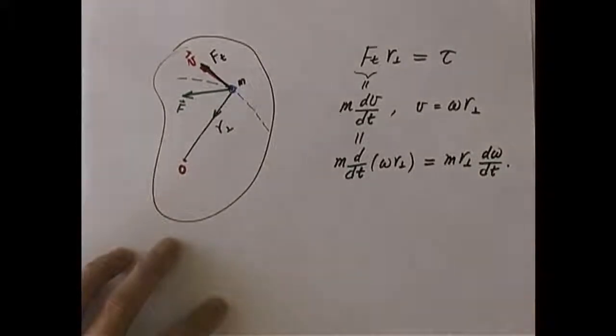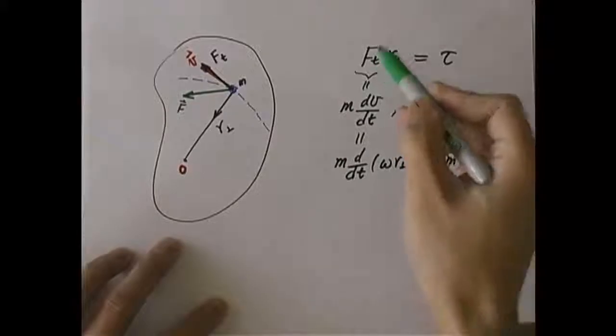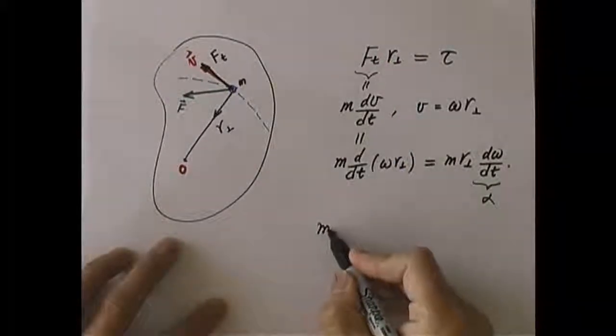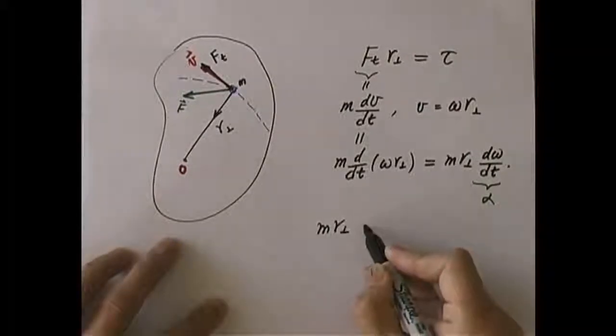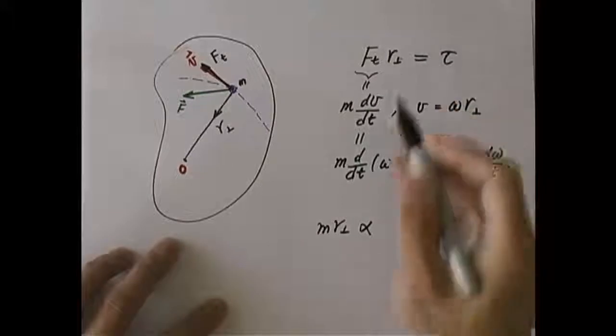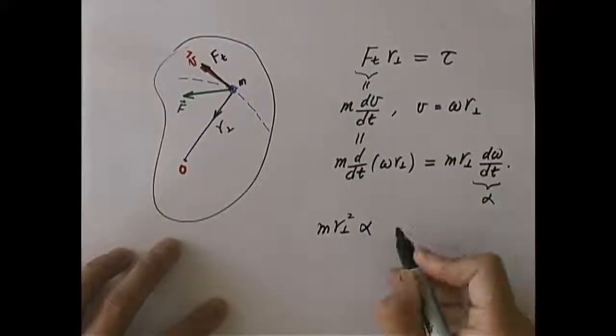Okay, what is d omega dt? Isn't that just alpha? Right? That's alpha. Okay, let's plug that in to here. See what we get. I get m r perp alpha. And there's one r perp here, another one here. You square it. That equals torque.